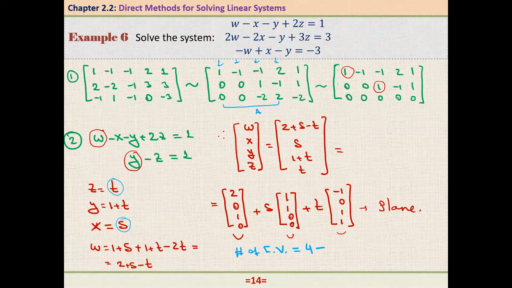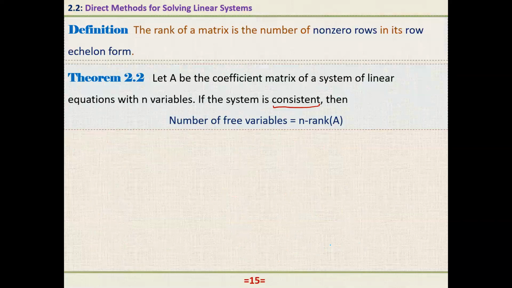So here, how many non-zero rows do we have? That is 2, right? Because the last one is a 0 row. So the rank is equal to 2. Actually, it is consistent with this example, right? So here we have 2 free variables. That's equal to the number of variables minus the rank of the matrix. That is what this theorem says.